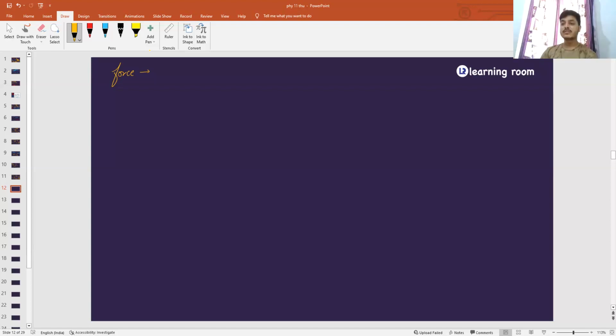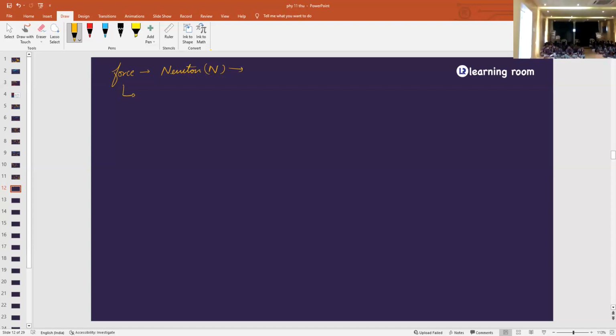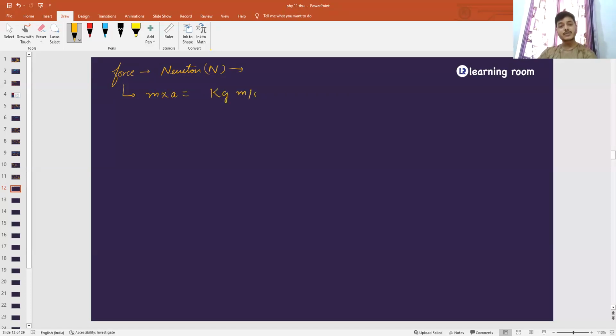What is the unit of force? Newton. N. Can you expand this? Basically, force is mass times acceleration, right? And if I write that distinctively, I can write it as kg meters per second square.